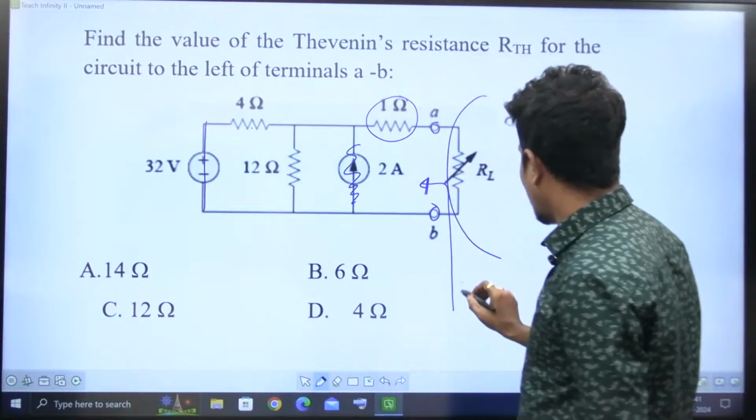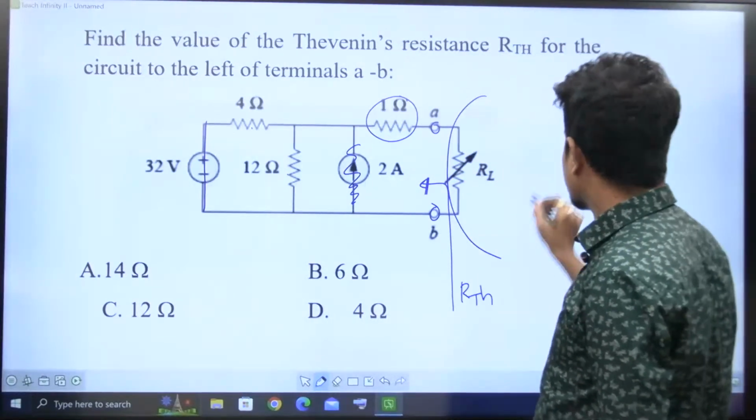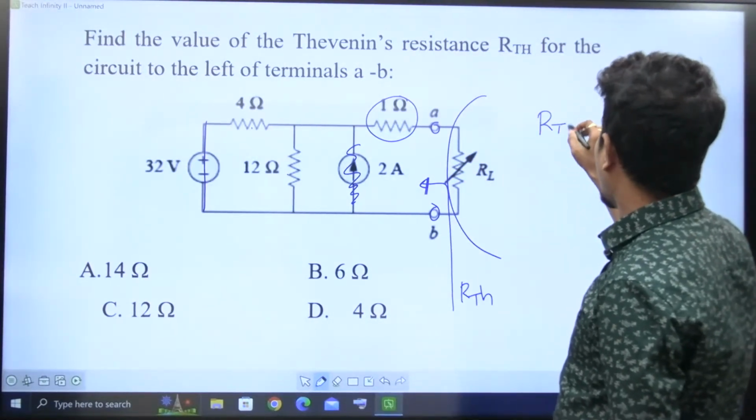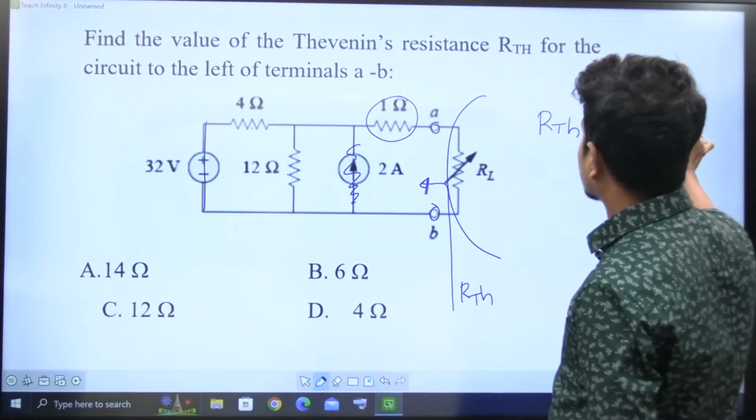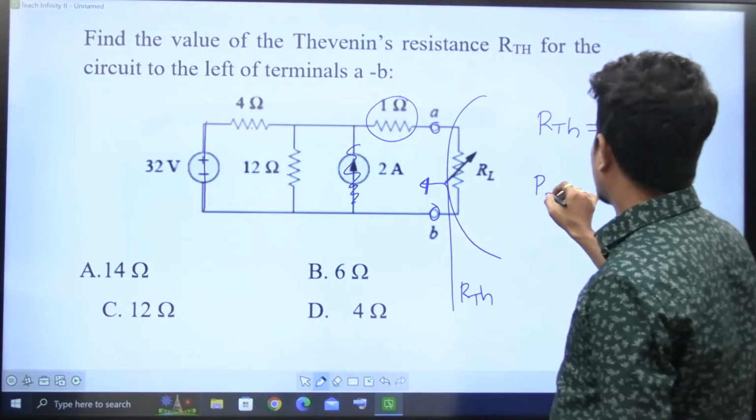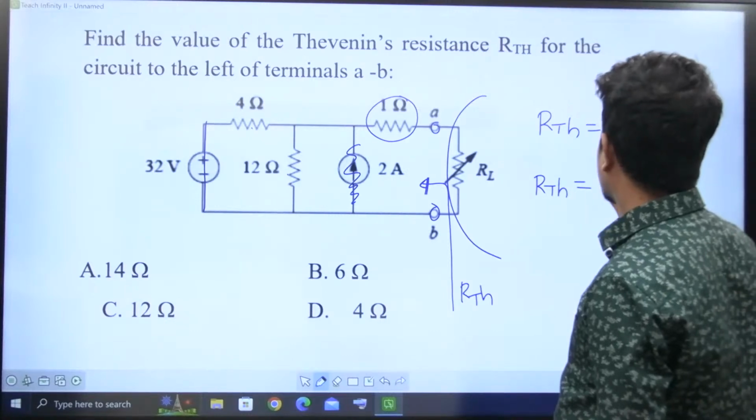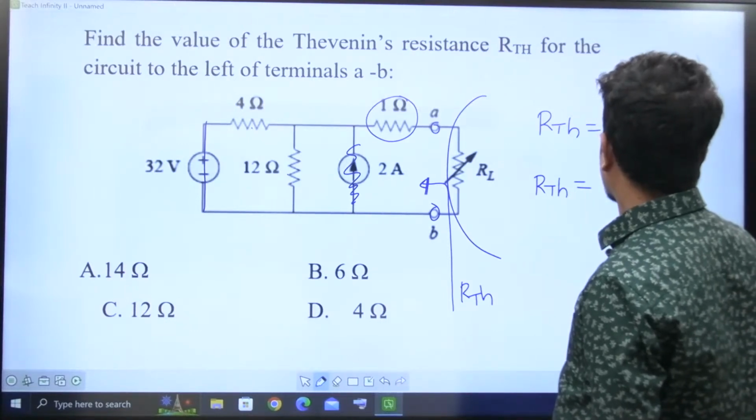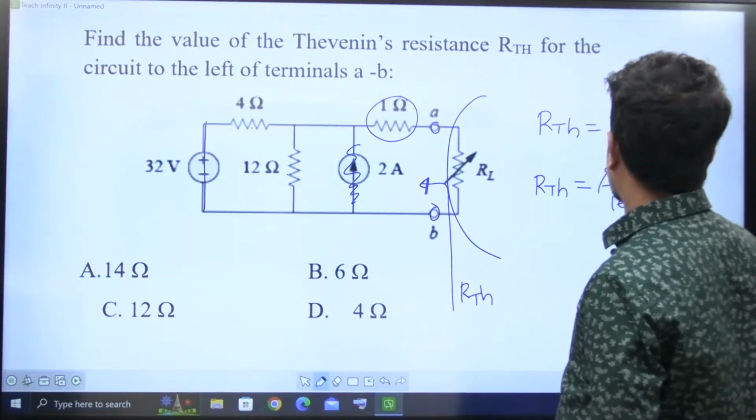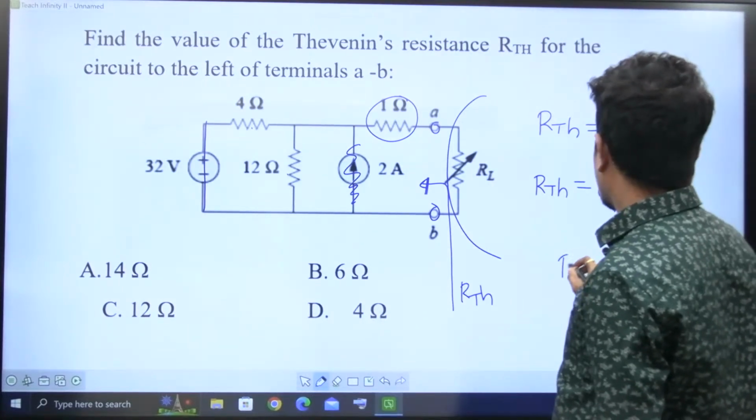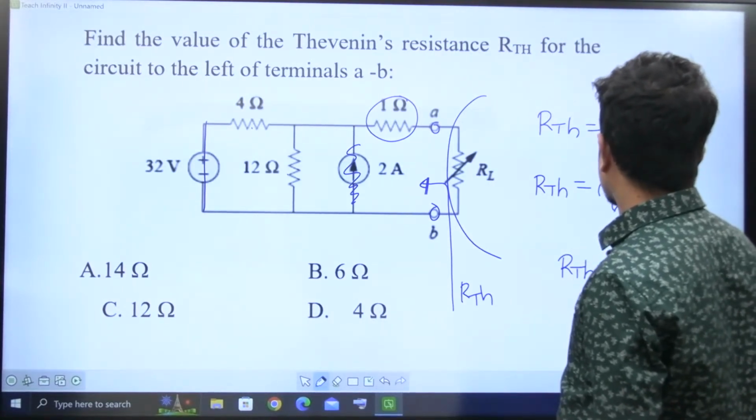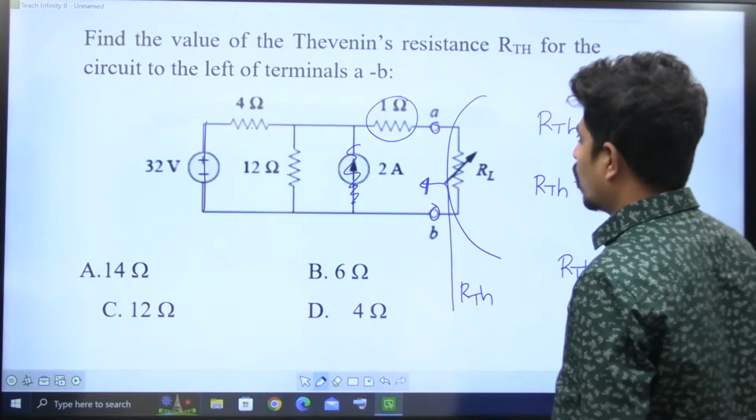So simply RTH is equal to 4 in parallel with 12, plus 1. Therefore, RTH is equal to 4 into 12 by 16, which is 3. So simply RTH is 3 plus 1, that is equal to 4 ohms.